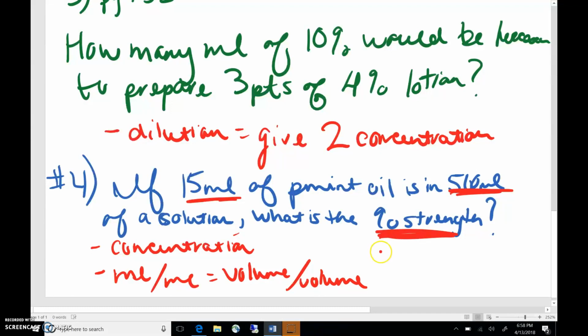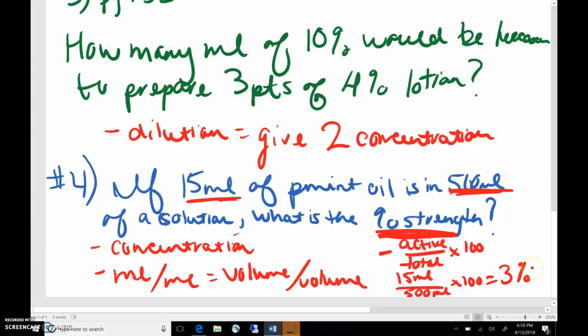Well, in order to solve this problem, you're going to have to use one of those 3 formulas I gave you. Because you're looking for the percent strength, you're going to have to take your active over your total and multiply it by 100. So you're going to take 15 milliliters over 500 milliliters and multiply it by 100. That's going to give you your percent for this medication. This is how they determine the strengths of medication in the percent form. Your answer is 3%.